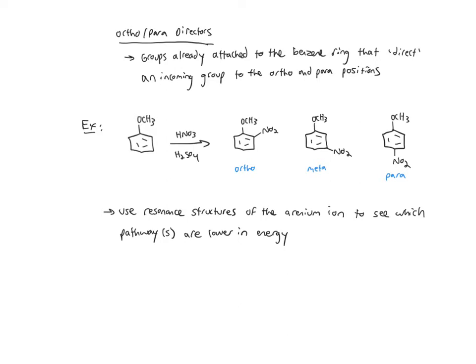And what this really comes down to is how this group that's already attached on the ring is affecting that arenium ion intermediate. So we saw that in one of our first mechanism videos, to show that even though we break aromaticity in this reaction, we do have a relatively resonance stabilized intermediate. And so what we're going to look at is those resonance structures of that arenium ion to see which pathways are going to be lower in energy. And to ask ourselves which pathways are going to be lower in energy, we're going to see how this group ends up affecting that arenium ion.